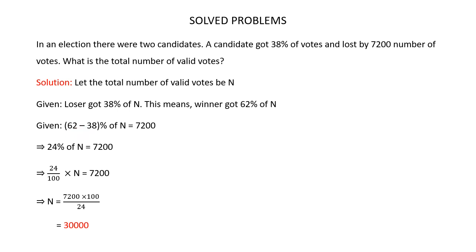62 minus 38 is 24. So 24% of N is equal to 7,200, which is 24 divided by 100 multiplied by N is equal to 7,200. On cross multiplication, we get N is equal to 7,200 multiplied by 100 divided by 24. On solving, we get N is equal to 30,000. So the total number of valid votes in the election is 30,000.